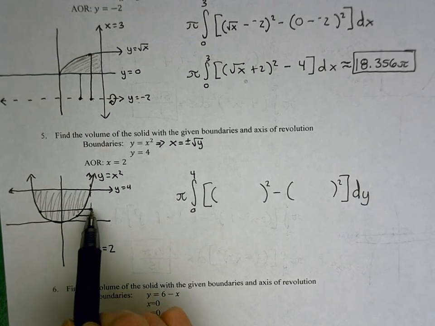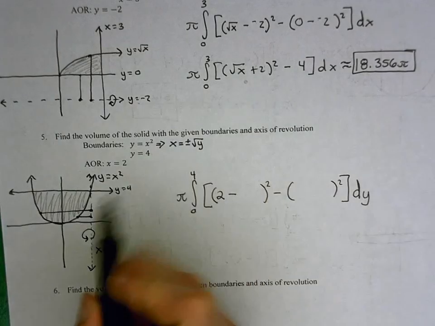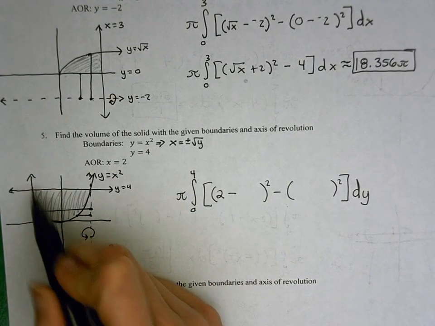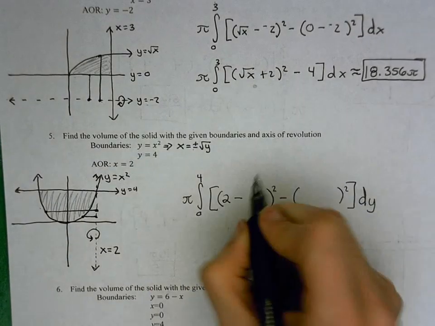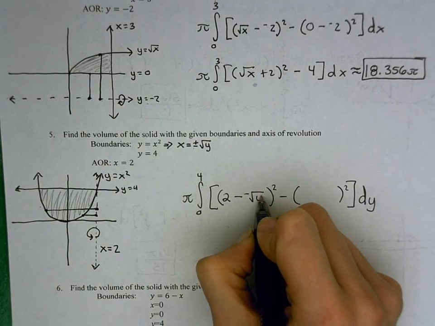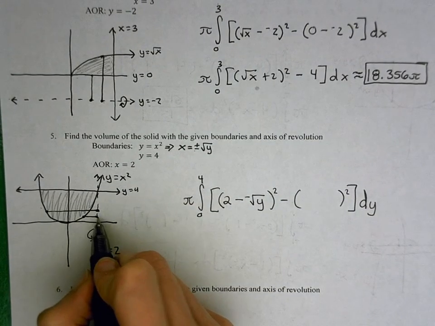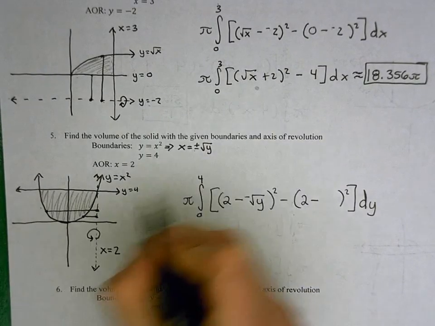My upper is here at 2, right, because it's on x equals 2. My lower is on the negative part of that quadratic, so it's on the negative root y. Minus my little r, upper sits on x equals 2. My lower sits on the positive root y.